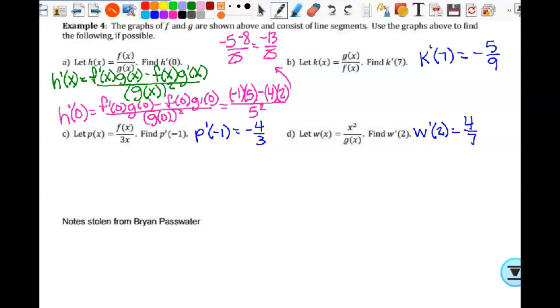Of course, C is the one that has the words in the way. All right. So P of x equals f of x over 3x. So we want to find P prime of x. This is a quotient. I have functions in numerator and denominator, so I'm going to end up with a quotient. My pattern is derivative of the first, f prime of x, times 3x, minus the first, which is f of x, times the derivative of the second, which is 3.